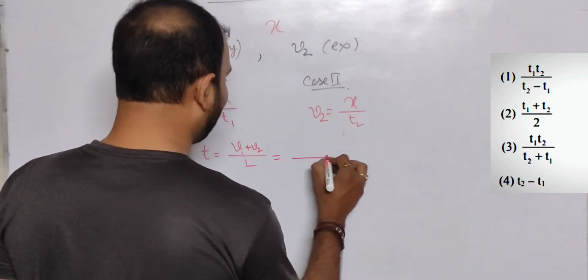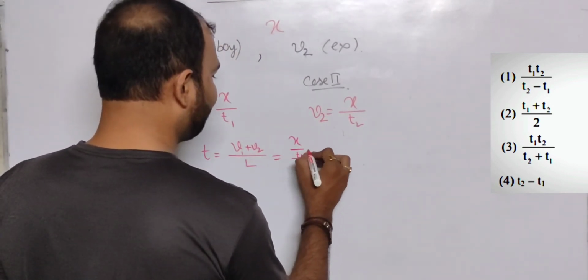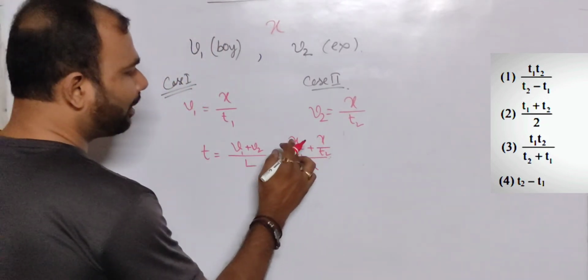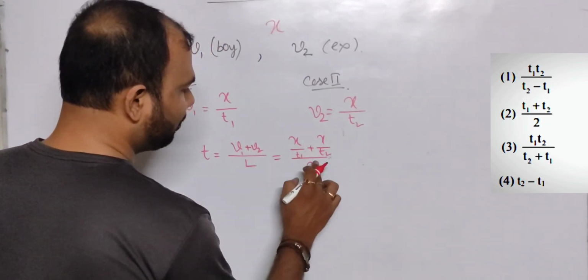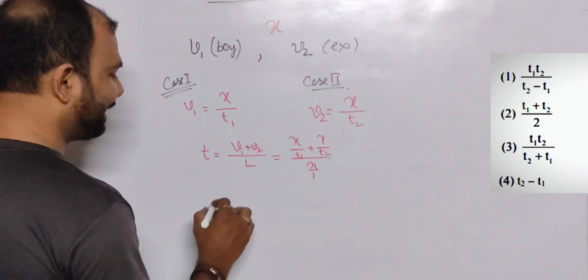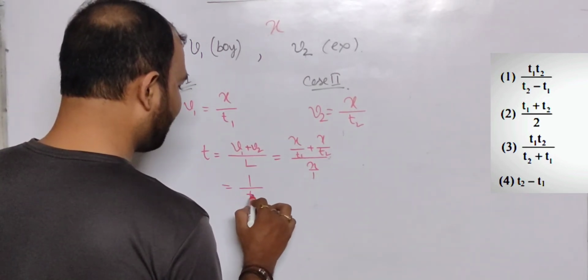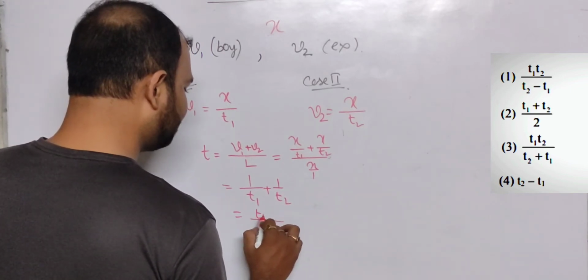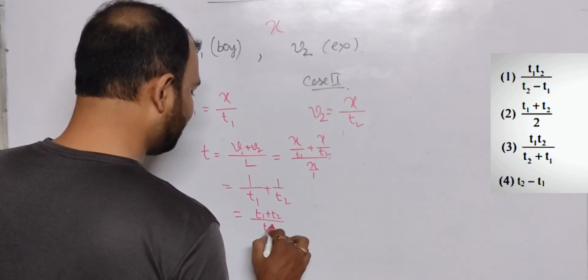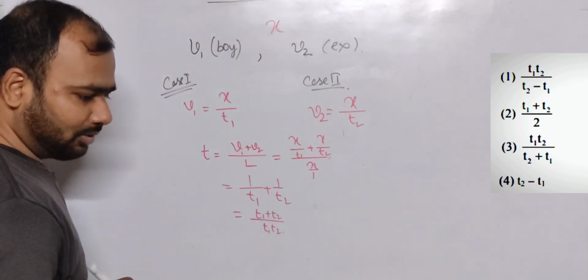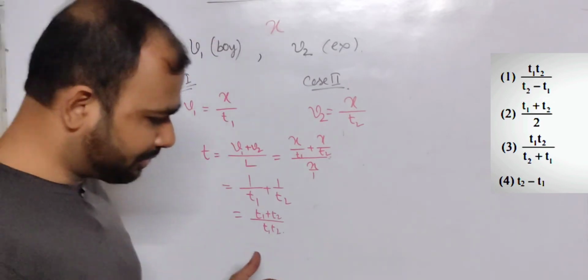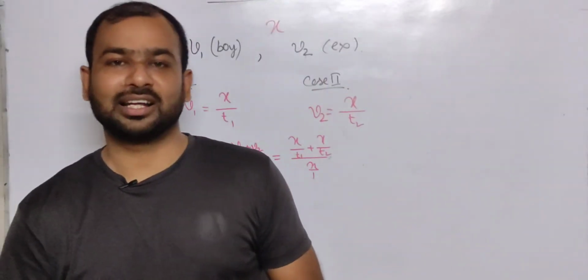The velocity v1 is x by t1 plus x by t2, divided by x. If we take x common from the numerator, the x will get cancelled out. We have 1 by t1 plus 1 by t2, that is t1 t2 by t1 plus t2. Option number C is the correct option. Next question on your screen.